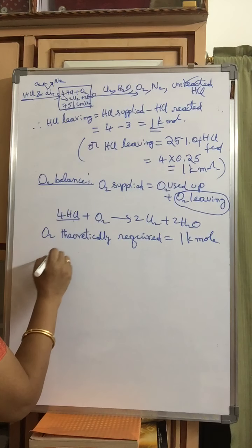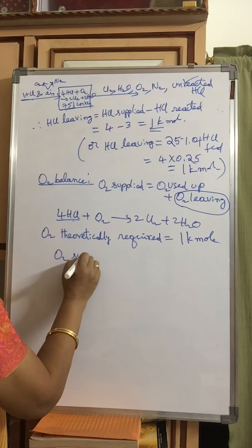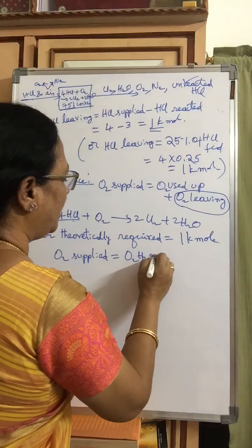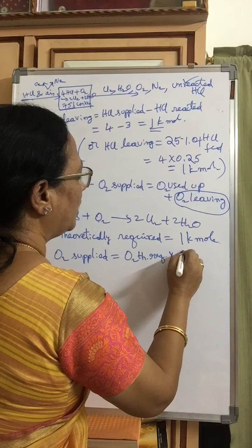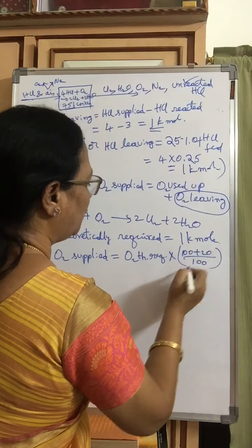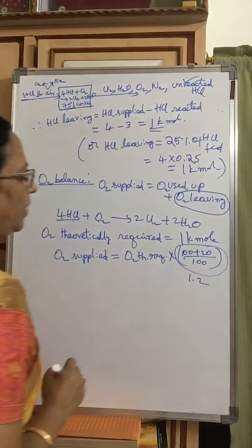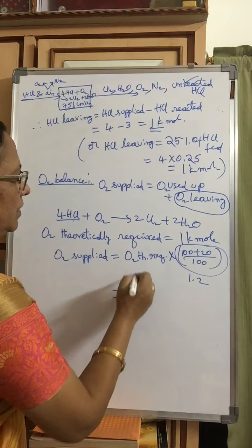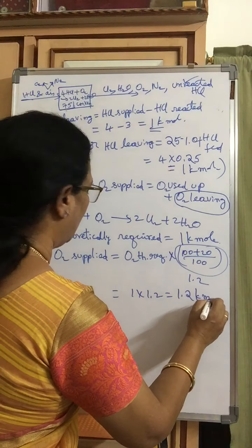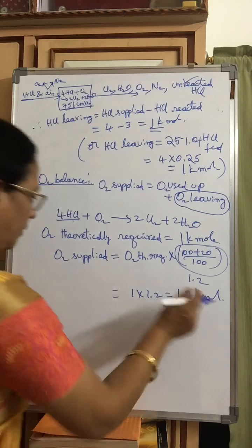Then, oxygen is supplied at 20% excess. Therefore, oxygen supplied is equal to oxygen theoretically required into (100 plus 20) by 100, that is into 1.2. 20% extra means you need to multiply with 1.2. So this is 1 into 1.2, that is 1.2 kilomoles. So oxygen supplied we got as 1.2 kilomoles.